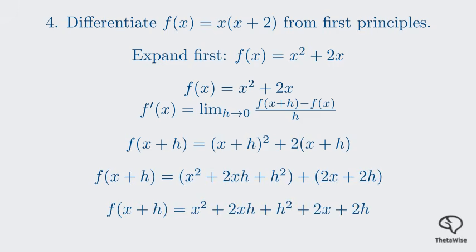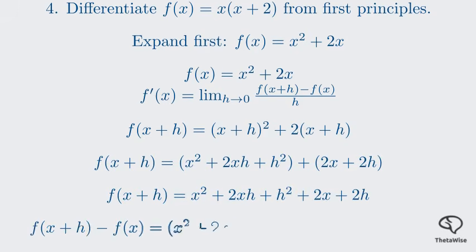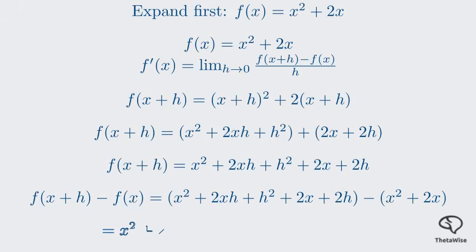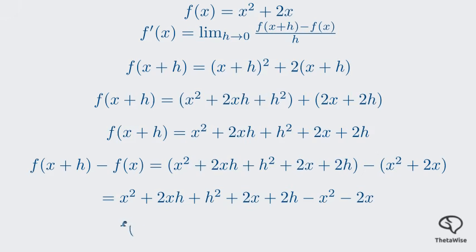Step 3, find the numerator. We subtract the original function. Remember the parentheses. Distributing the negative, we get x squared plus 2xh plus h squared plus 2x plus 2h minus x squared minus 2x. Notice the x squared and 2x terms cancel out as expected. This leaves us with 2xh plus h squared plus 2h.